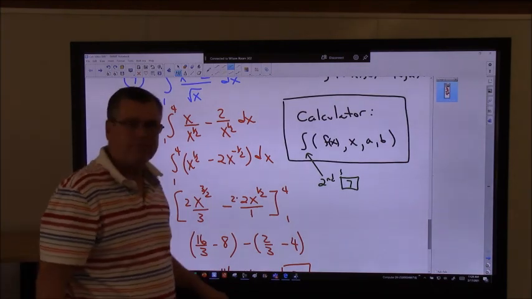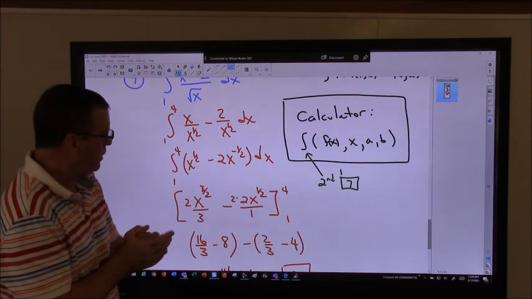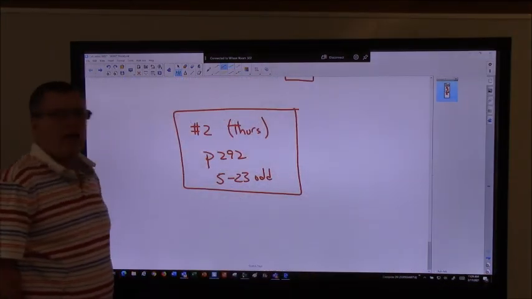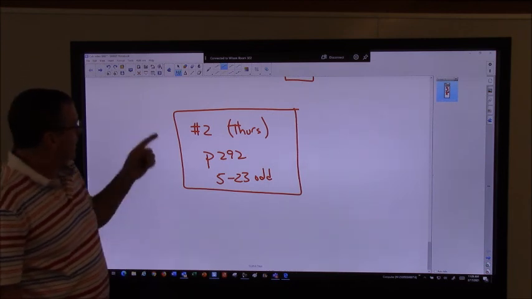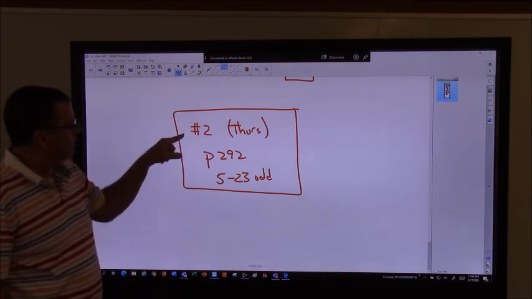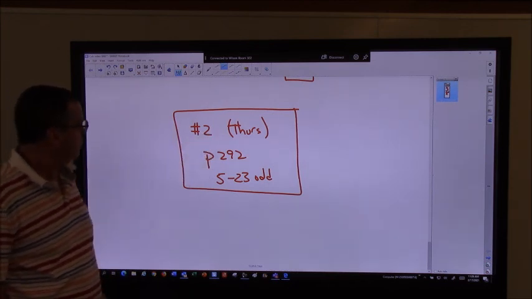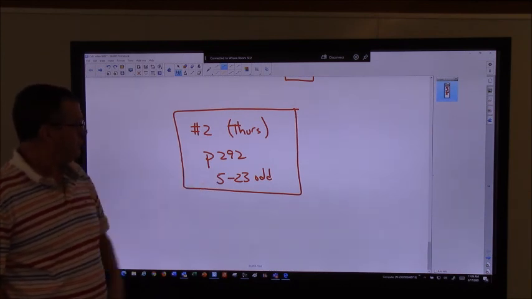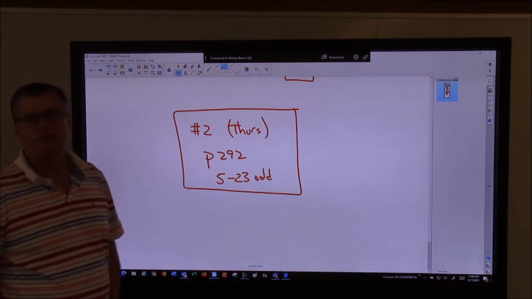All right, that's what we have for today, you guys. Let me get you a homework assignment. Here's what we have for tonight. This is still assignment number 2, our second week of the new semester. This is Thursday's portion. We're doing page 292. We're going to do 5 to 23 odd.